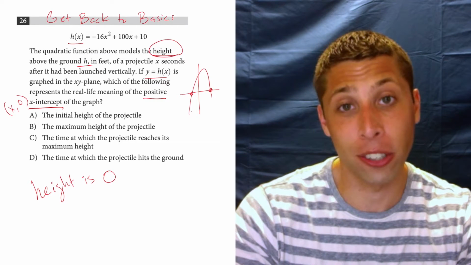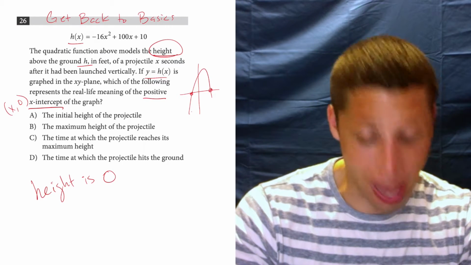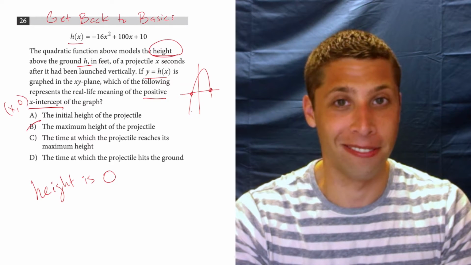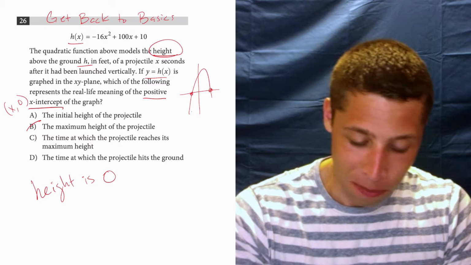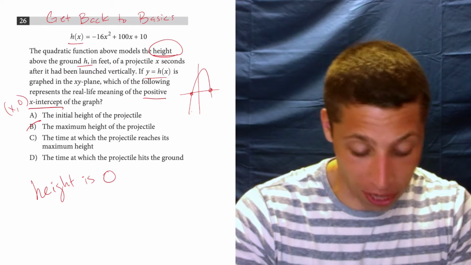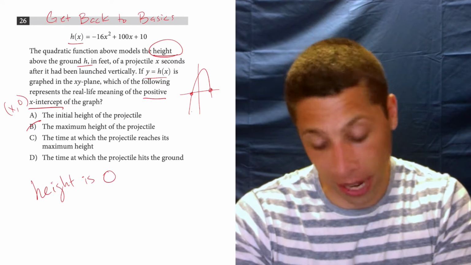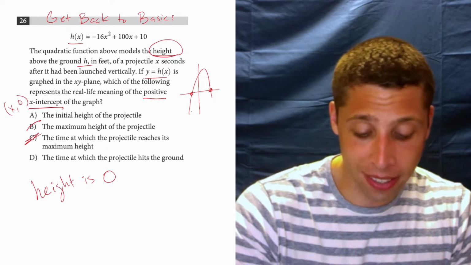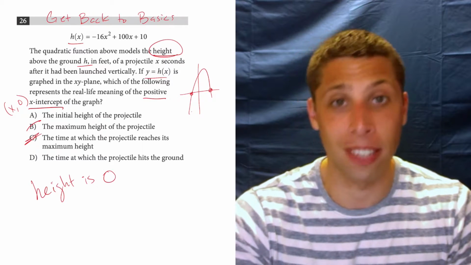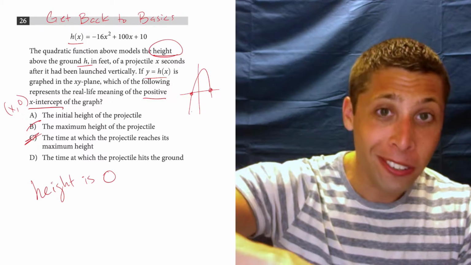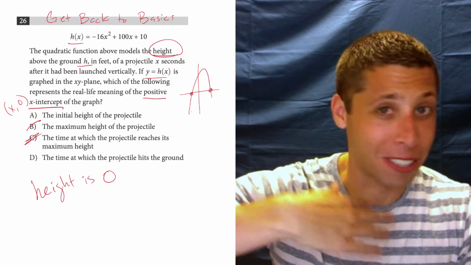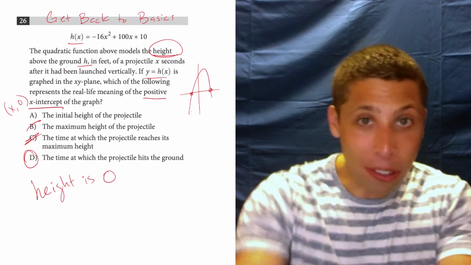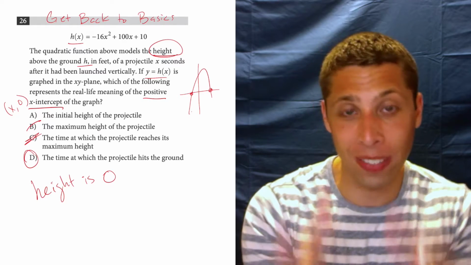Well, maybe it's the initial height. We'll get back to that. The maximum height is certainly not going to be 0, because that's not any height if it's 0. C, the time at which the projectile reaches its maximum height, is wrong. Again, we're looking for something that says the height is 0. And D kind of says that: the time at which the projectile hits the ground. When it hits the ground, it has no height because it's on the ground, which is 0. So there you go. That literally is just the story version of exactly what we wrote.